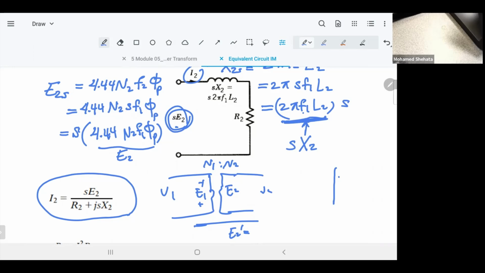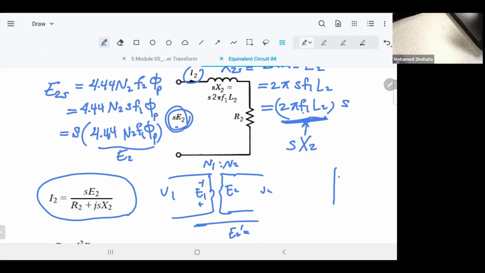I'll give you a hint of the transformer. Can you connect the circuit to the stator? Yes or no? No. Why? Two reasons: frequency, not the same, and the EMF. You have SE2, and you have the E1.